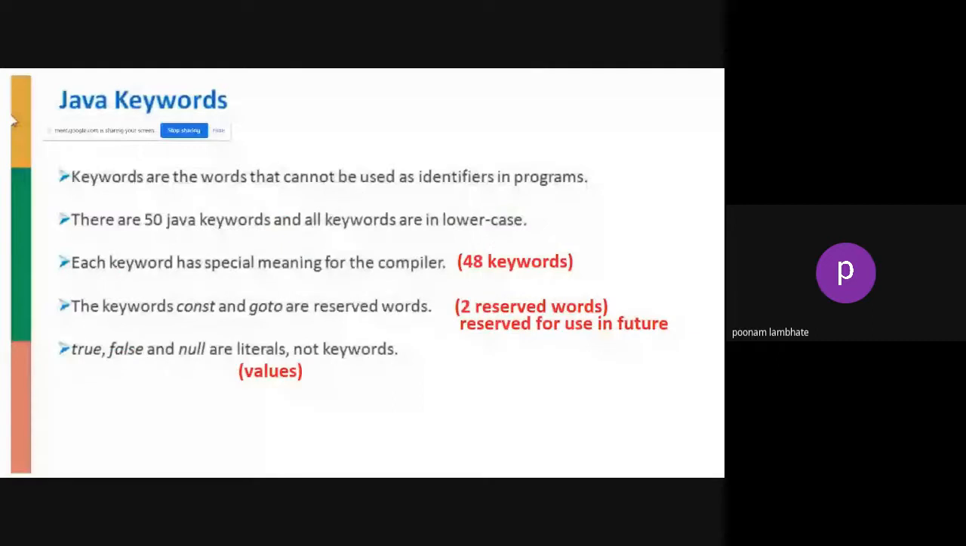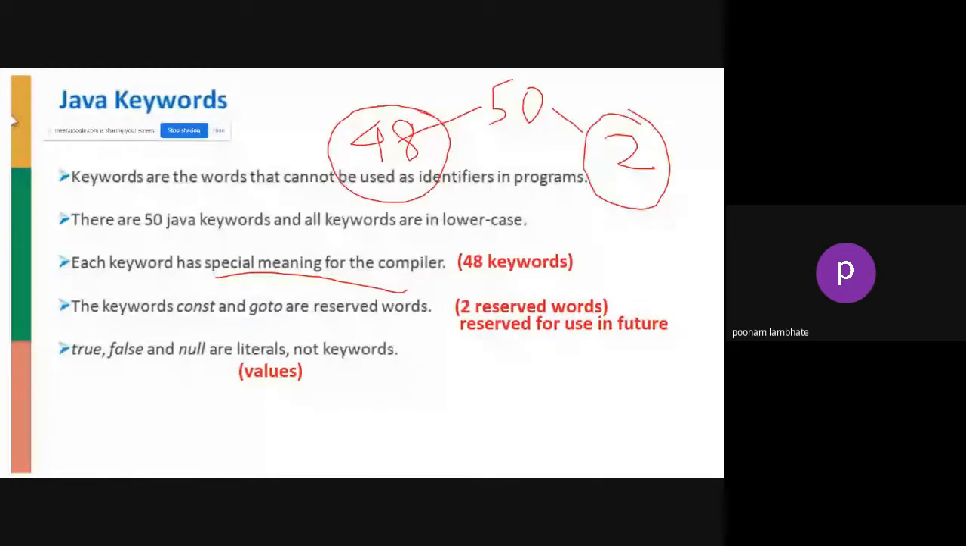So each keyword has a special meaning for the compiler. Now within these 50 keywords, you have a particular classification like 48 and 2. Now 48 are actually the keywords and the 2 are actually called reserved words. So there are 50 such words which have predefined meaning.